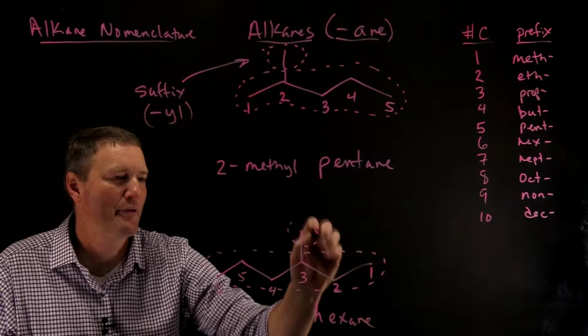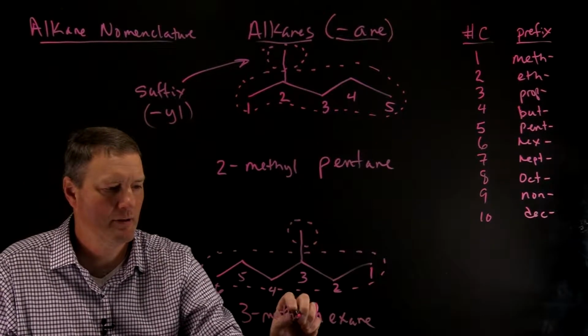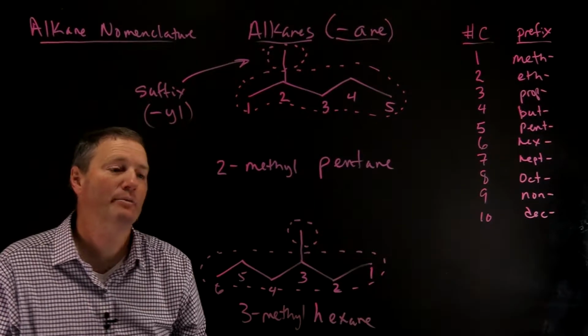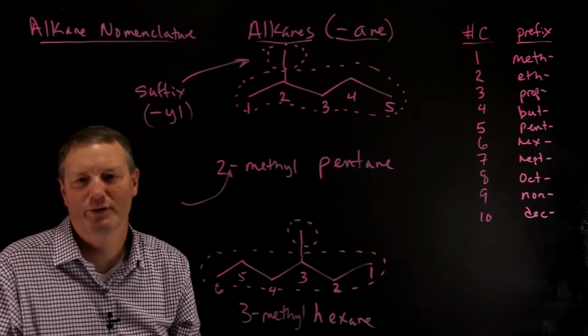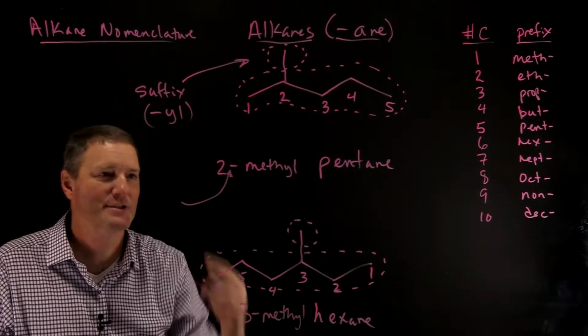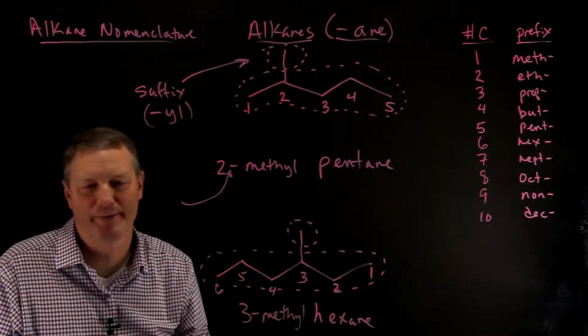And since I have a methyl group coming off the 3 position, it would be 3-methylhexane. One final point, you'll notice that I do have a little hyphen here. There's sort of a general rule when you name compounds, you separate numbers and letters with a hyphen. So maybe put that in your notes as well.